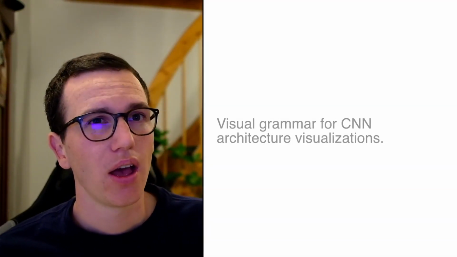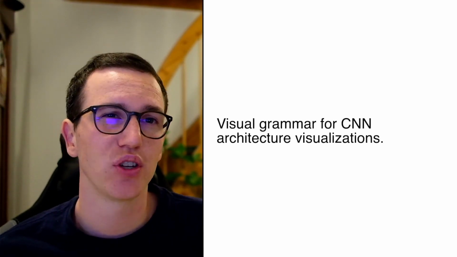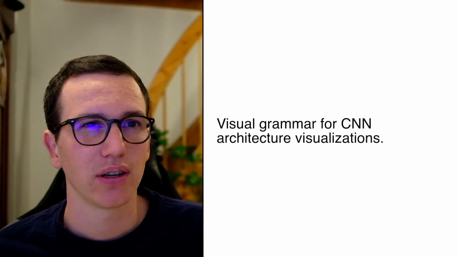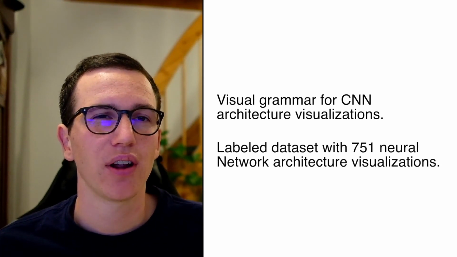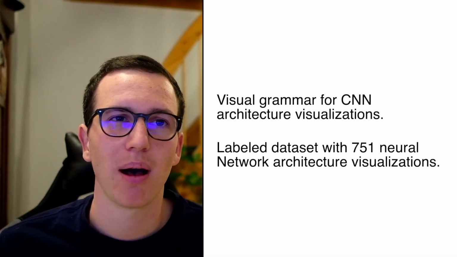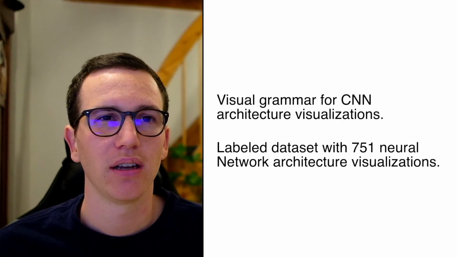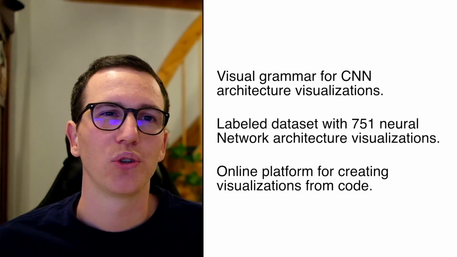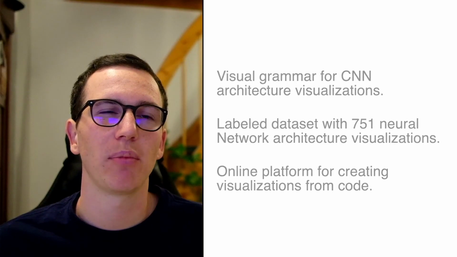To summarize, we propose a visual grammar for CNN architecture visualizations, which incorporates visual encoding, network layout, layer aggregations, and legend generation. We release a dataset of over 700 neural network architecture visualizations, which we have extracted from all papers published at ICCV and CVPR between 2013 and 2019. We provide an online platform which lets users automatically generate CNN architecture visualizations obeying our visual grammar from Keras code.